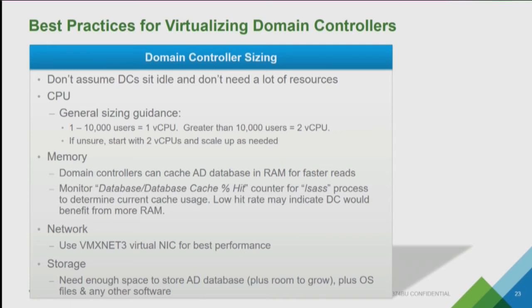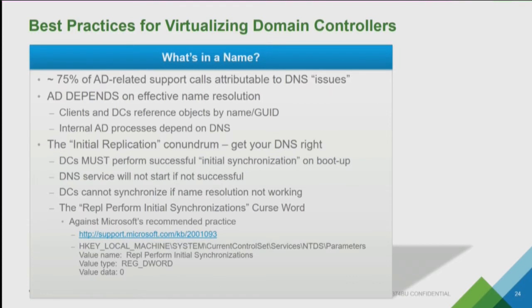Network and storage are easy. VMXNET3 is pretty standard for most virtual machines. Storage doesn't need to be high performance, but it does need enough space to store the AD database. It needs the operating system and any additional files, like software you install in there, backup agents, things like that. And then it needs room to grow. Don't outgrow the storage space on your domain controller. All right. Now we're going to talk a little about DNS.